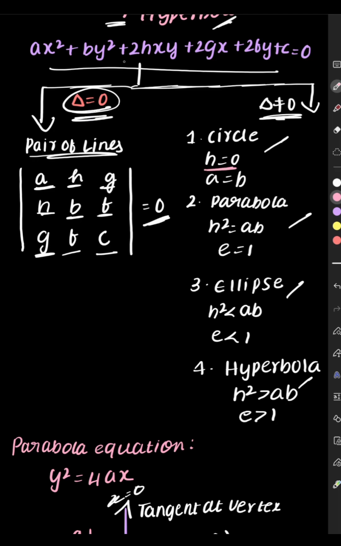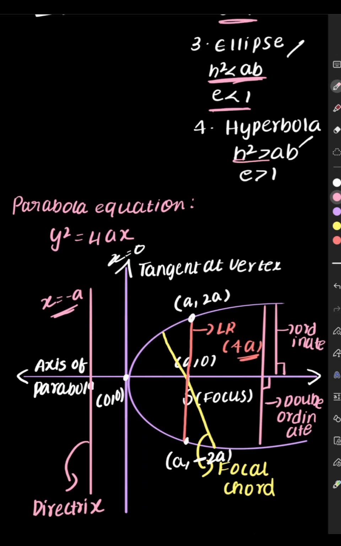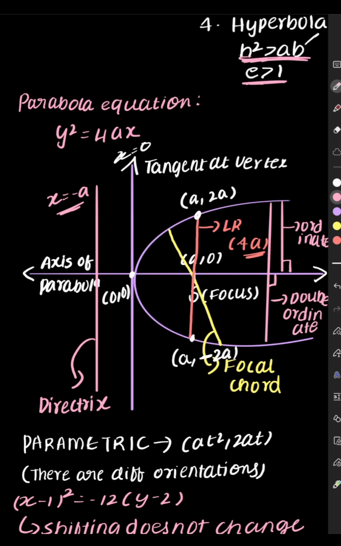If h is equal to 0, meaning there is no xy term, and a is equal to b, then it's a circle. If h square equals ab and e equals 1, then it's a parabola. If h square less than ab, e less than 1, then it's an ellipse. If h square greater than ab and e greater than 1, then it's a hyperbola. Now let's look at a parabola general equation.